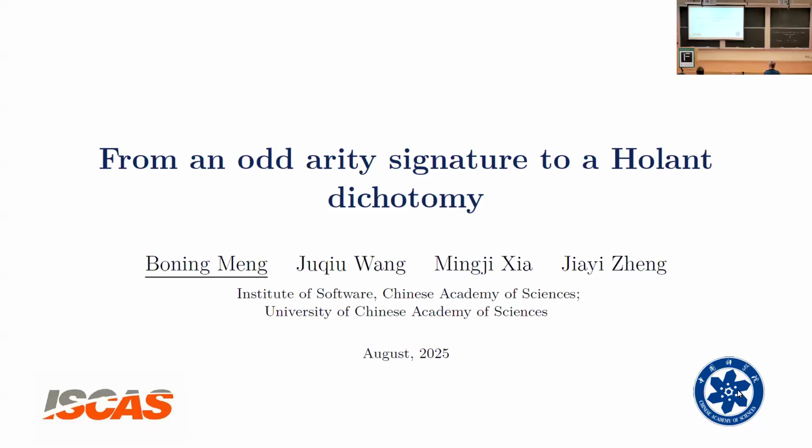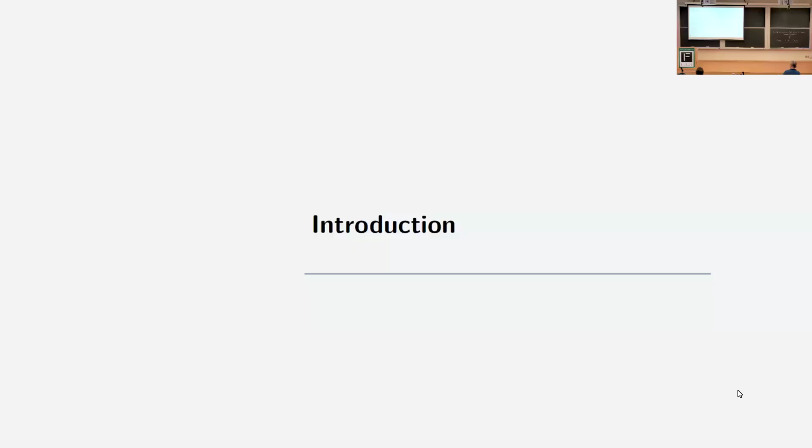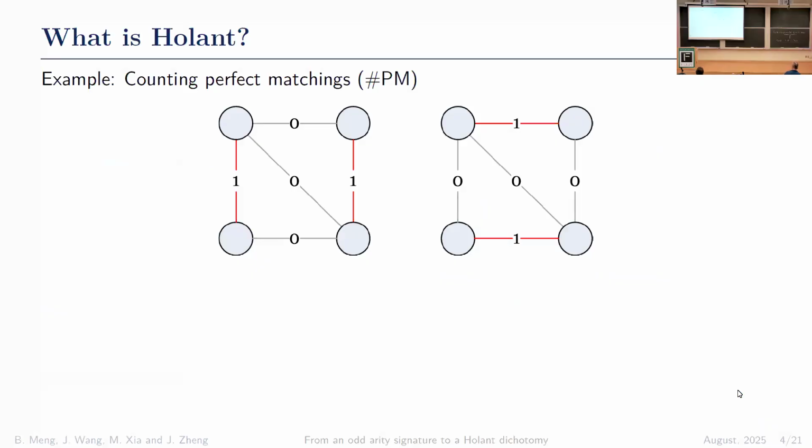I'm going to present a joint work with Juqiu, Mingji, and Jiayi, entitled From an Old Arity Signature to a Holant Dichotomy. To begin with, let me show you an example of Holant. Let's see the problem of counting perfect matchings in a certain graph. In this graph, you can see that there are actually two perfect matchings, and this is very trivial.